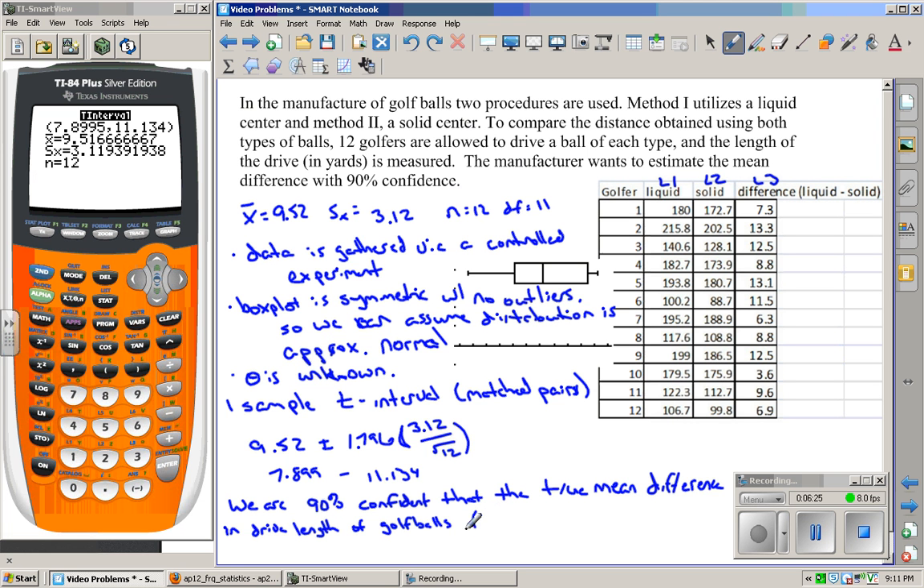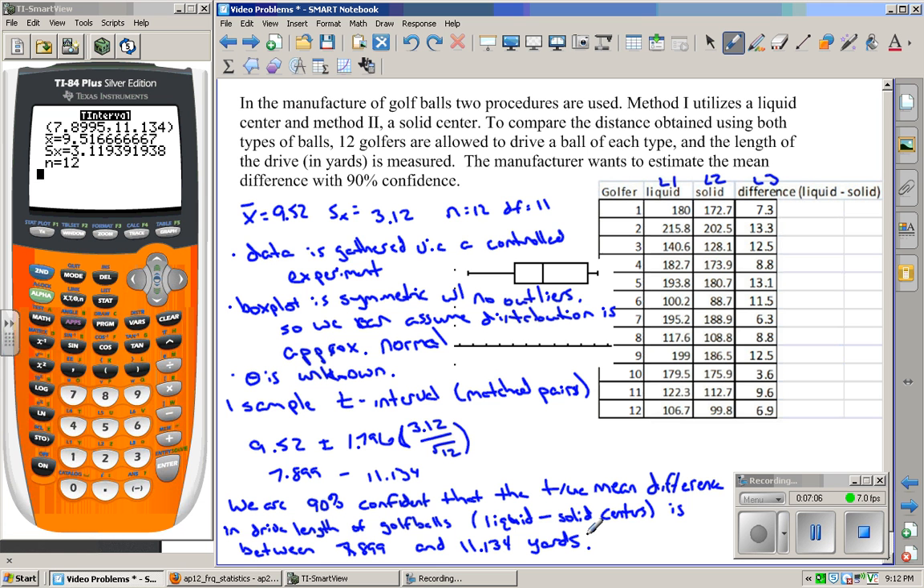I need to tell what order I did things in. So liquid minus solid centers is between 7.899 and 11.134 yards.